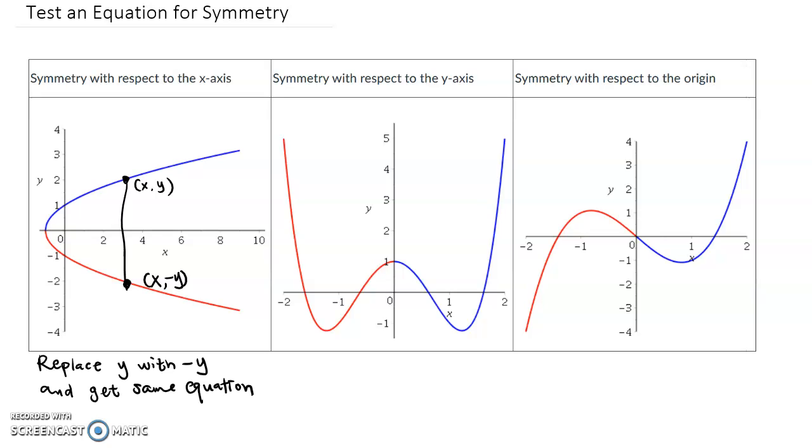That means if you replace y in an equation by negative y and then get the same equation, then the equation must be symmetrical with respect to the x-axis.